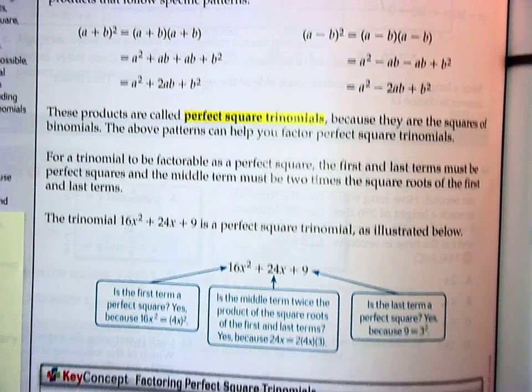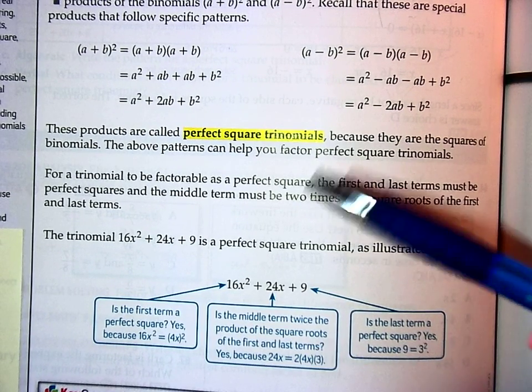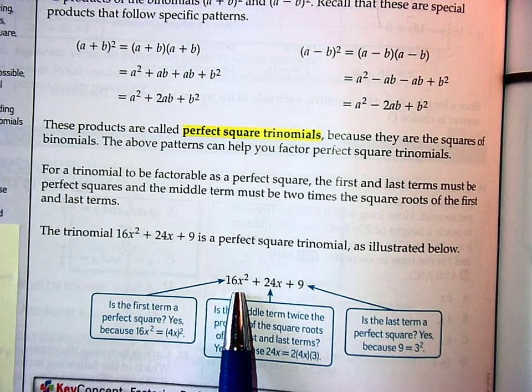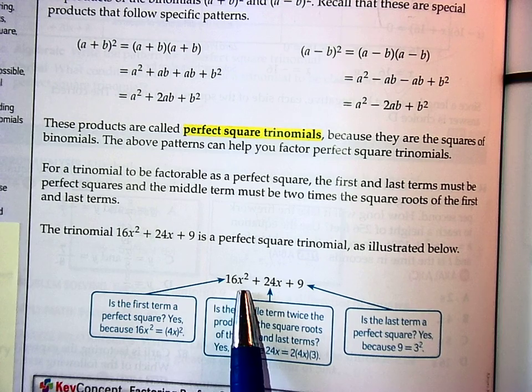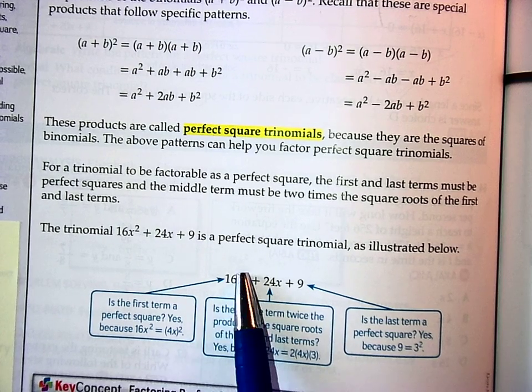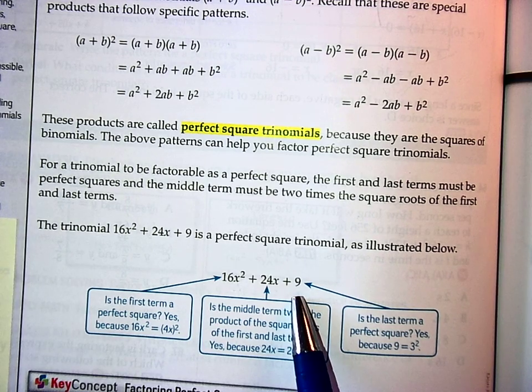So looking at that trinomial, 16x squared plus 24x plus 9. First you look at the first term. Is it a perfect square? Well, is 16 a perfect square? Yes. Is x squared a perfect square? Yes. So that term works. Look at this term. Is this 9 a perfect square? Yes, because 3 times 3 is 9.